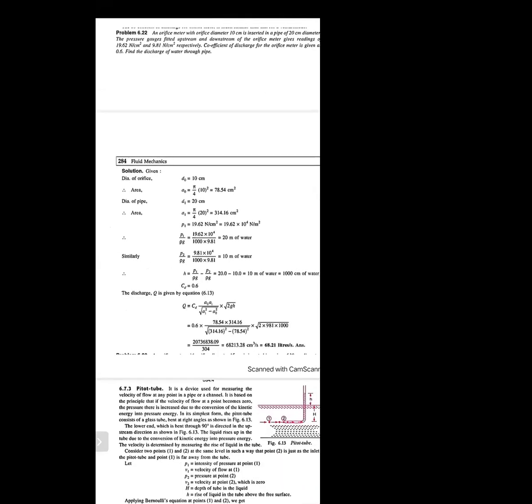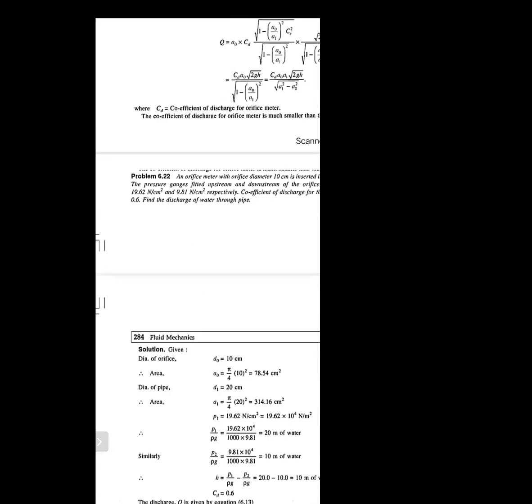Two diameters are given, diameter of orifice and diameter of pipe. From that we have to calculate the value of discharge. The type of problem is an orifice meter with diameter of orifice given as 10 centimeter, inserted in a pipe.